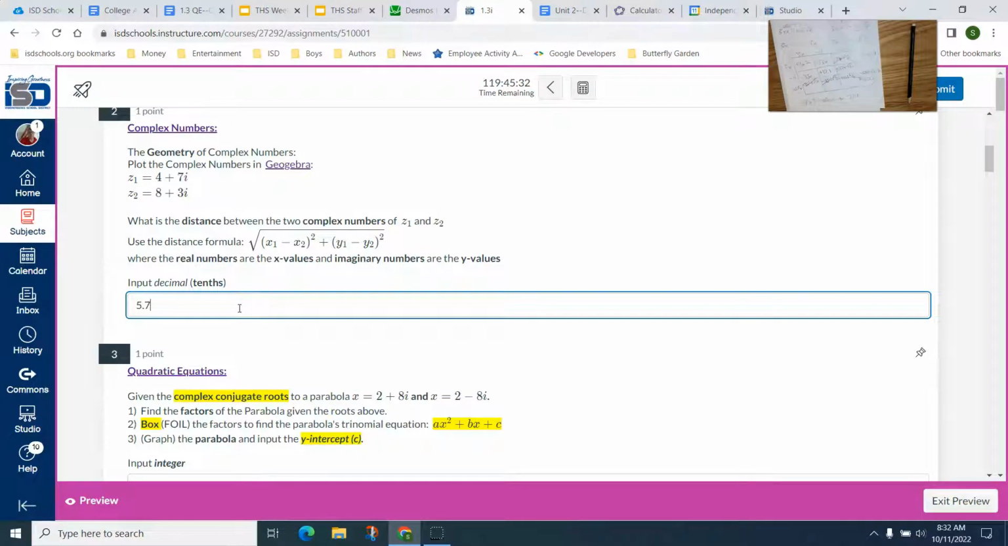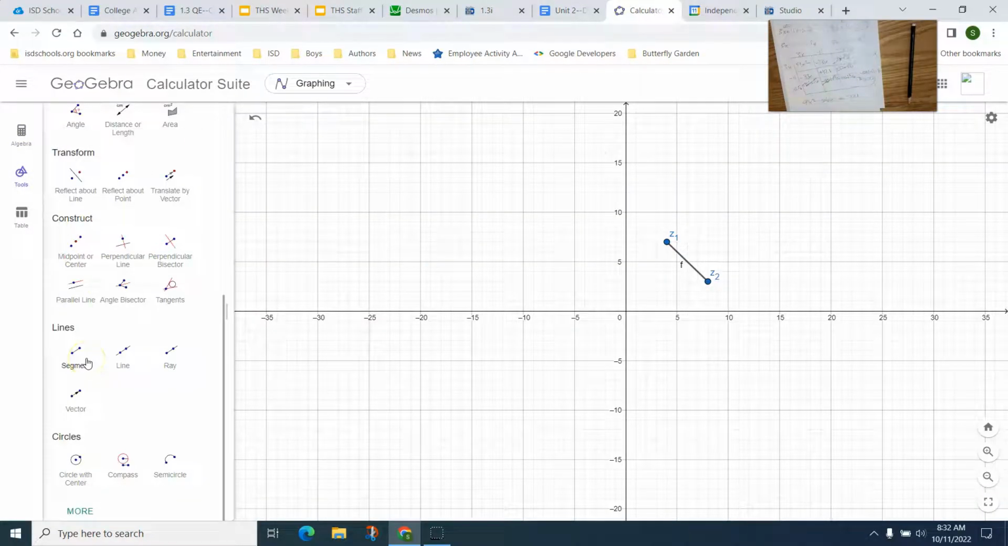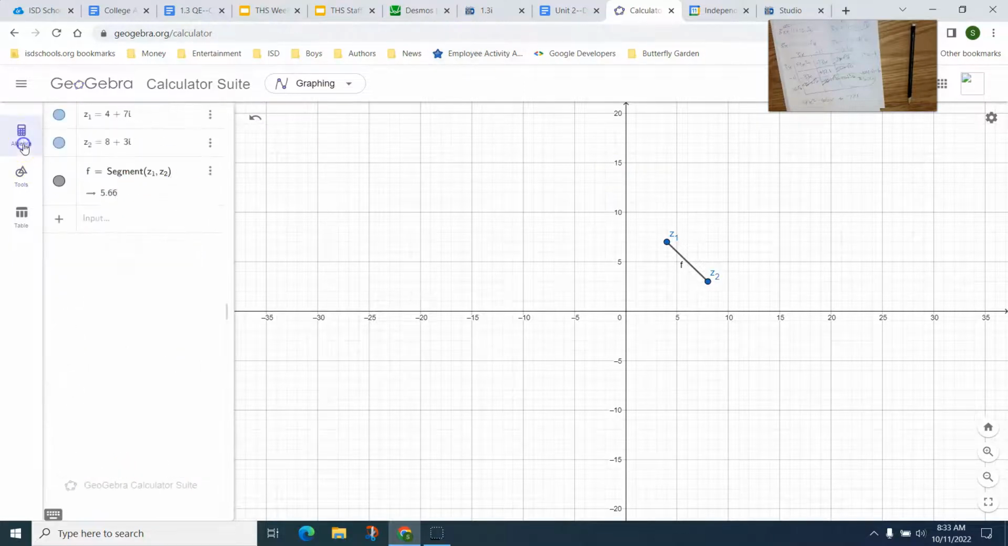Pretty simple. Just plot the points and then go to the line segment. That's in Tools, Line Segment, and draw it together. All right, we've done the line segment. Make sure that you set your GeoGebra up right so that the line segment shows up. Okay, one thing I do want to show you are conjugates.